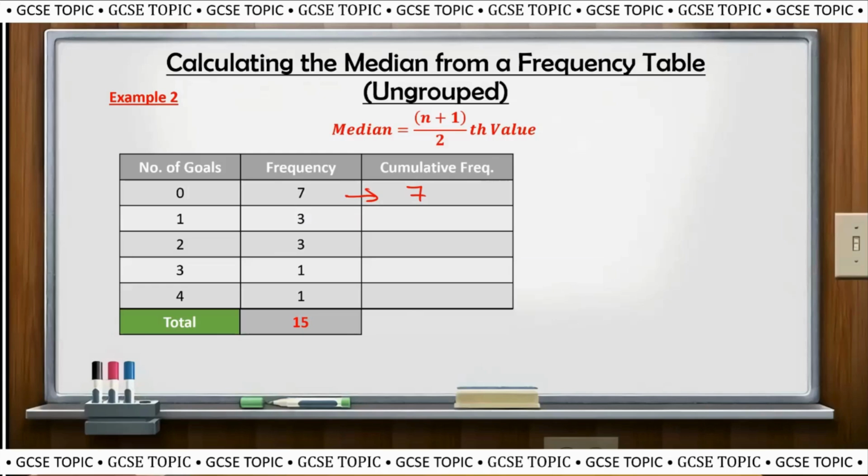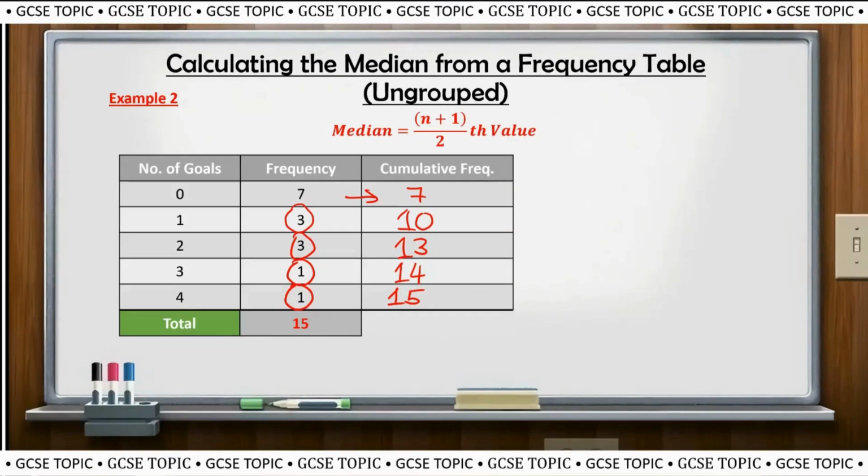So currently, we have 7 as our first cumulative frequency. And I'm going to add the next frequency to this number. So 7 plus 3 is equal to 10. To find the next cumulative frequency, I will do 10 plus 3, which is equal to 13. On to the next, 13 plus 1 is equal to 14. And finally, to find our last cumulative frequency, I will be adding 14 plus 1, which is equal to 15. In order to see if we have added our cumulative frequency correctly, we can check if the totals match up, and you can see that they are both 15.